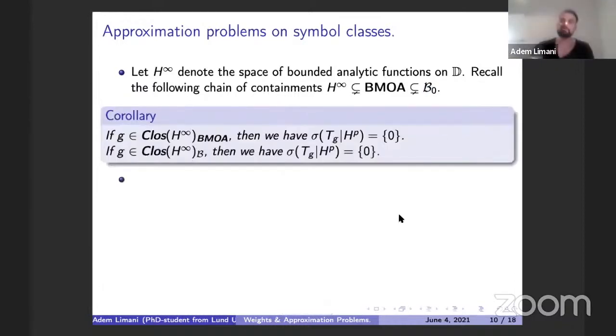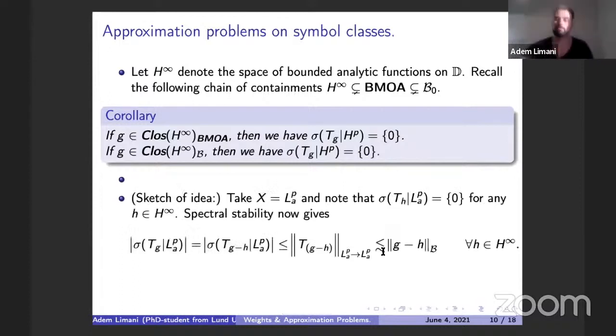We have the following corollary of the first theorem that I stated above. So if G belongs to the closure of H infinity in analytic BMO or in the H infinity closure in Bloch, then the spectrum is trivial. And this is just a brief sketch. It's a one-liner. It's very, very simple. So the point is that if you have a bounded function, then it's easily seen, even from the resultant formula, that the spectrum is trivial.